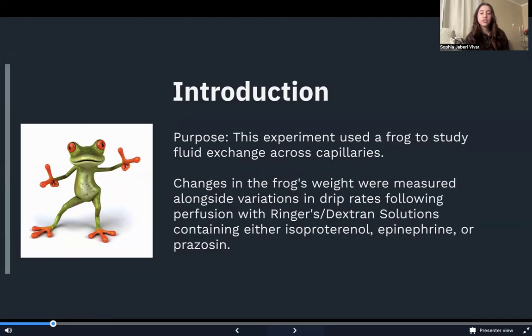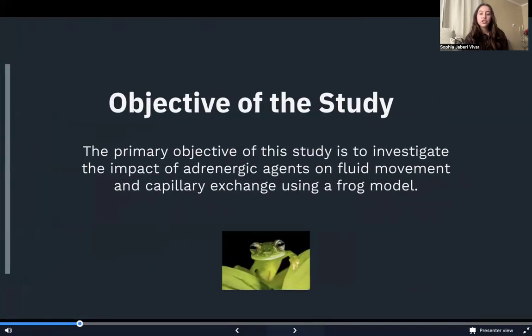Specifically, we assessed how introducing isoproterenol, epinephrine, and prazosin into the perfusate altered overall fluid movement. As for the overall objective of this experiment, by using these particular drugs, we want to uncover the impact of different types of adrenergic agents on fluid movement and capillary exchange.